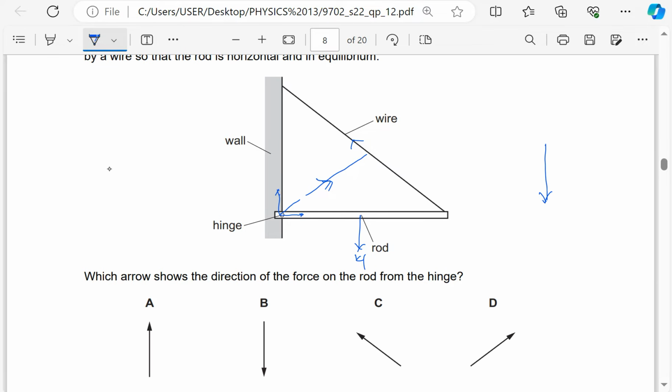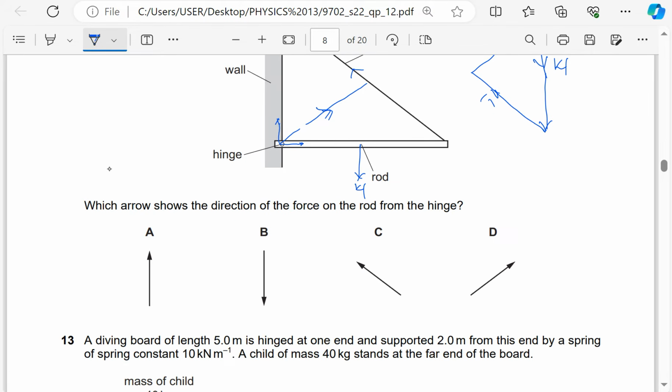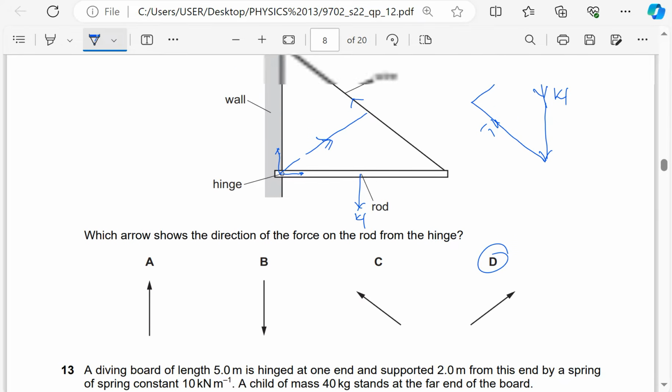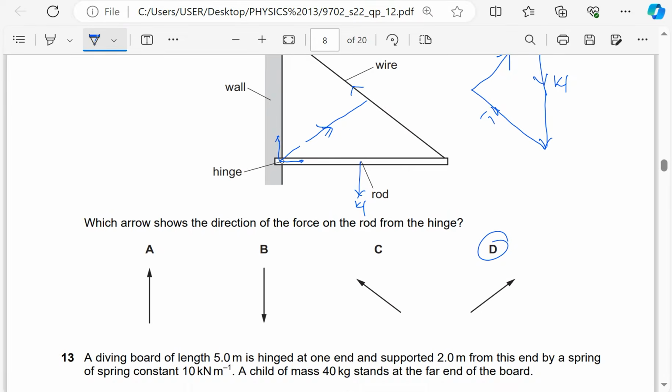We should be having tension somewhere, and we should be having a reaction somewhere. So we should be having something like this: weight, tension, reaction. So the correct answer here is automatically going to be D, because D points in that direction for the reaction.